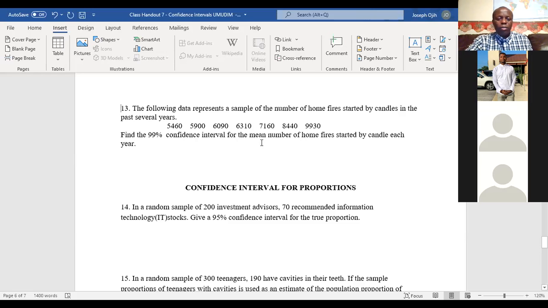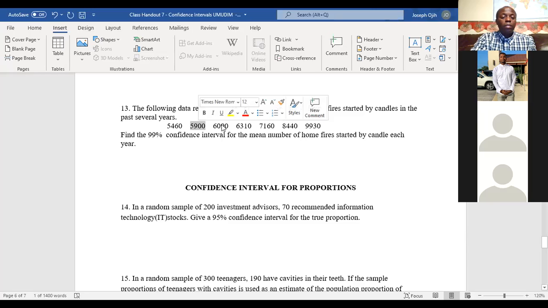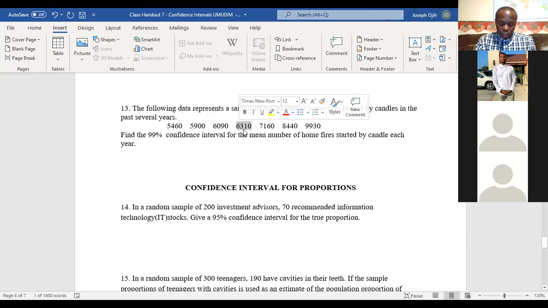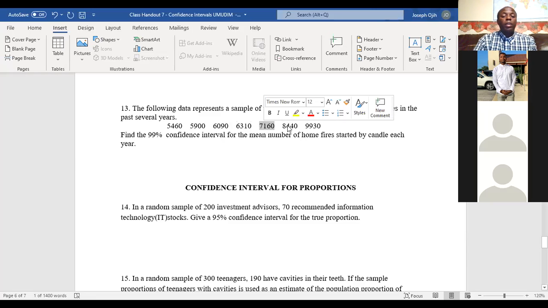I'm going to copy this out. The first one is 5,460. Then the second one is 5,900. The third one, 6,090. Fourth one, 6,310. Fifth one, 7,160. Seventh one, 8,440.